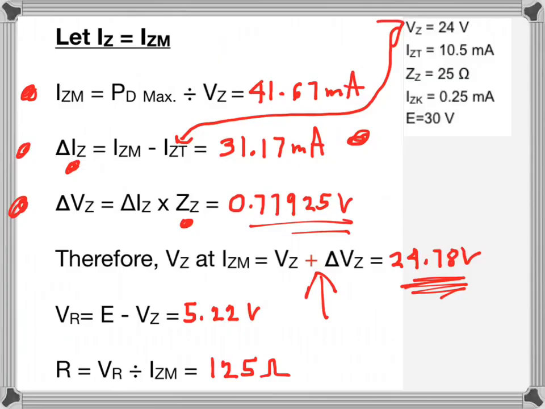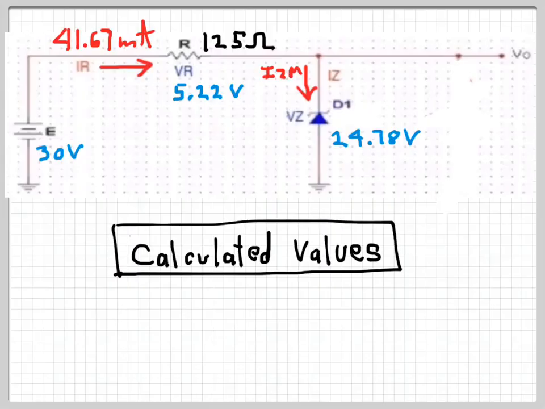One more. Okay, from that we've got to figure out the voltage across series resistor R. It's E minus VZ. It's this number here. And then R is VR divided by IZM. It's just Ohm's law. It's 125 ohms. So I've just summarized all that for you there. There's the currents, there's the value of R, and there's the voltages. Hopefully that helps you put it all together.